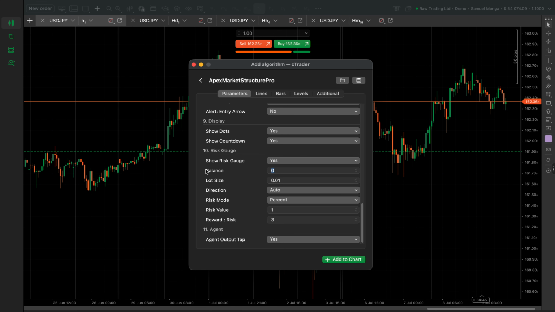So first one, you can put your balance. The actual balance I have is 540.09. Yes, this is USD Japanese yen. Let me put here 0.9. This is just to allow the risk gauge to show my stop loss limit, if I can enter or not. My stop loss, is it enough to support me on that trade?